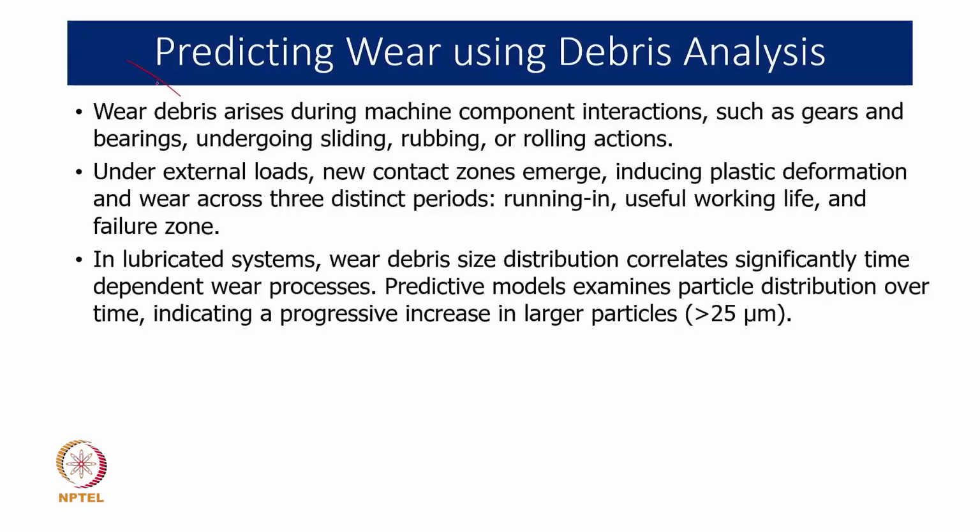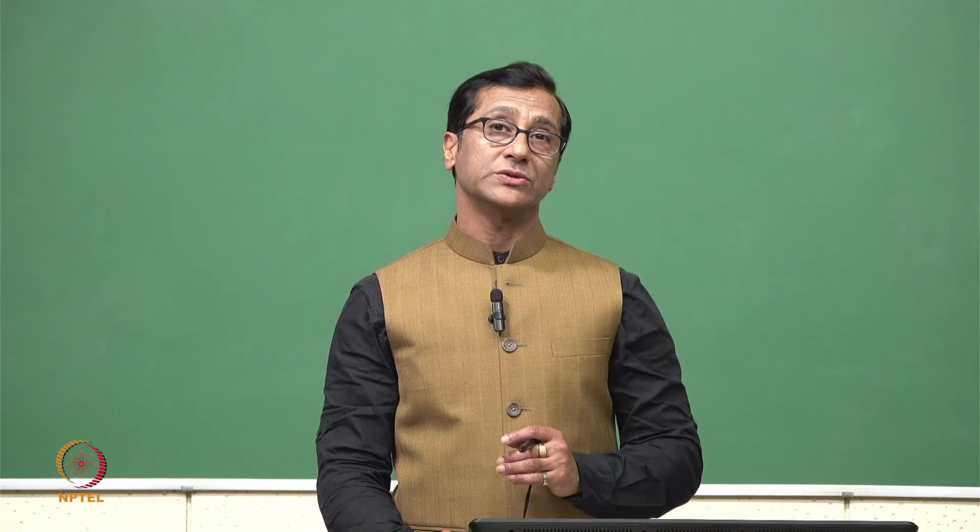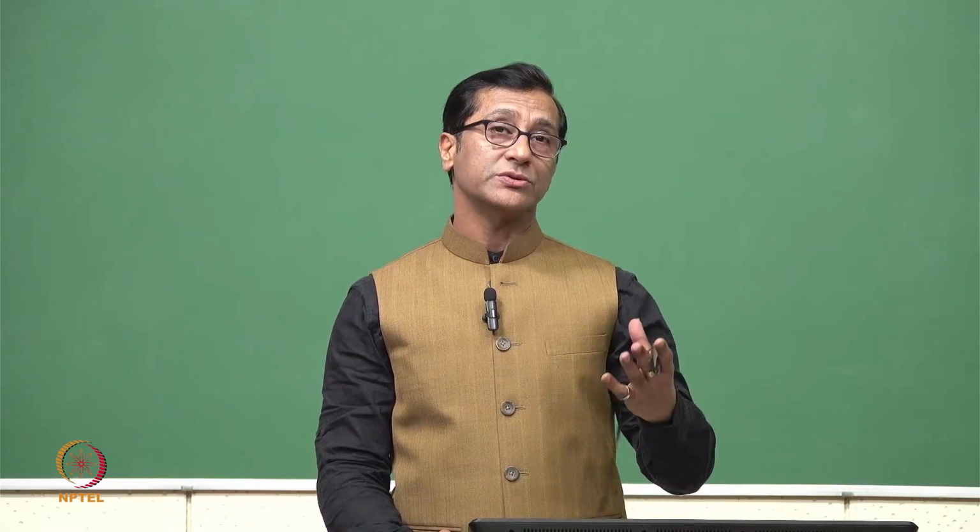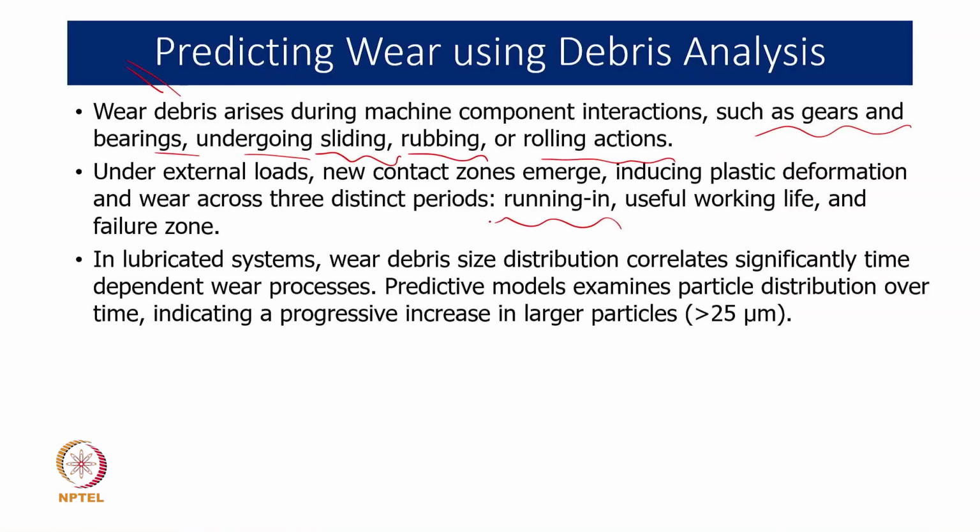Now coming to wear debris analysis, we say these are the debris that come out because of the interaction. Now we can think about something like the sliding motion, and whether we need to divide the wear debris as sliding wear, rubbing wear, or some sort of rolling wear. We need to really understand. It may vary from one situation to another. However, we also need to know whether the debris particles that are coming are really in a running-in phase, or in a useful working life, or in a failure zone. If we are able to differentiate, then our predictive model will be very useful. Now the major question comes even in the running-in case.